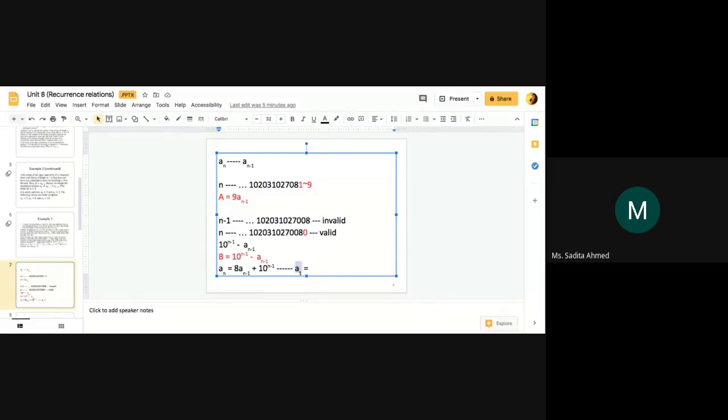If you know the value of a1 and put it here, what can you find out? The value of a2. Once you find the value of a2 and put it here, what can you next derive? The value of a3. And from a3 you can find a4, from a4 you can find a5. This way you can go on until an. Okay, so we have to define a1. What will be a1 now?